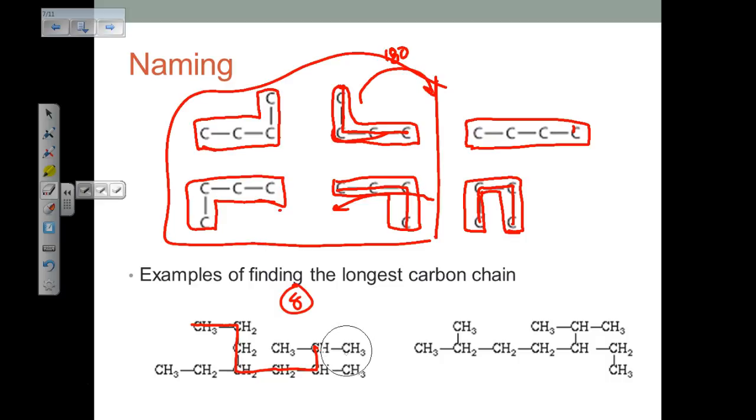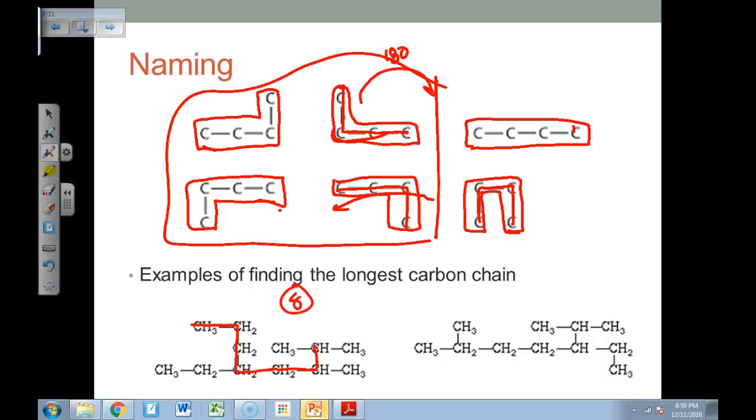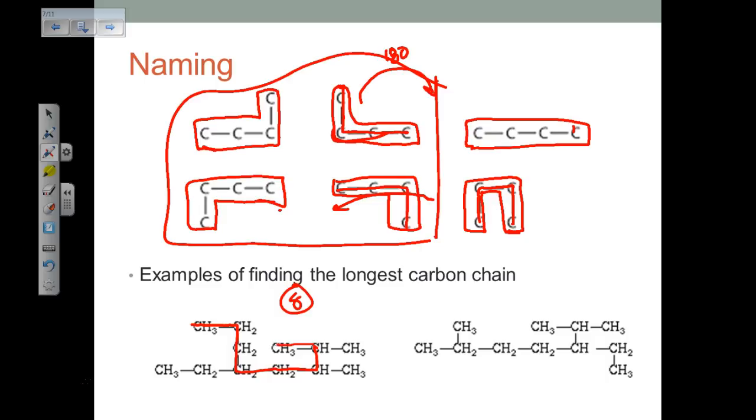Now we don't have to go that way. We could also go that way, and that's fine too. But either way, the longest carbon chain there is 8. So we can try this one. Do the same thing. So 1, 2, 3, 4, 5, 6, 7. People want to stop there. But let's keep going down here.